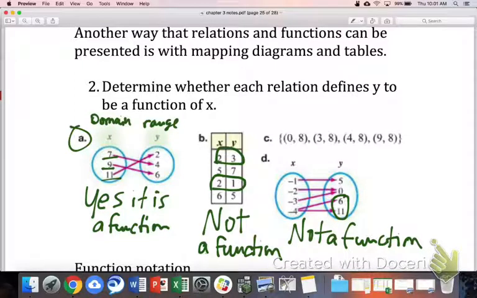Okay, then C. And this is the one that we were talking about a little bit over there. All of your domains are listed first, right? Because the domains are x's. So 0 is a domain, 3 is a domain, 4 and 9. Those are all parts of the domain. I would just ask you, are any of the domain members listed more than once? There's a 0, a 3, a 4, and a 9. I would say that they're all listed as unique domain members. There's no repeats. And so the 0 has an output of 8. The 3 has an output of 8. The 4 has an output of 8, and so does the 9. They all have the same output, but don't all the inputs have exactly one output? So the answer is yes, a function.